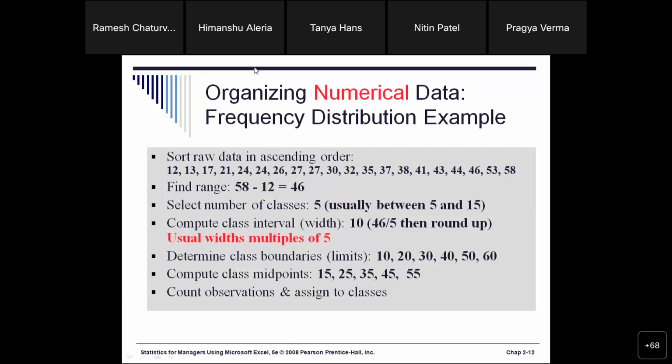Do you remember I told you the formula for this? Maximum minus minimum by m. No, to calculate the number of classes, m is equal to under root n. That's true. m is equal to under root n. But what is the n here? The number of students, the total number. What is the n here? Any idea? Number of observations.